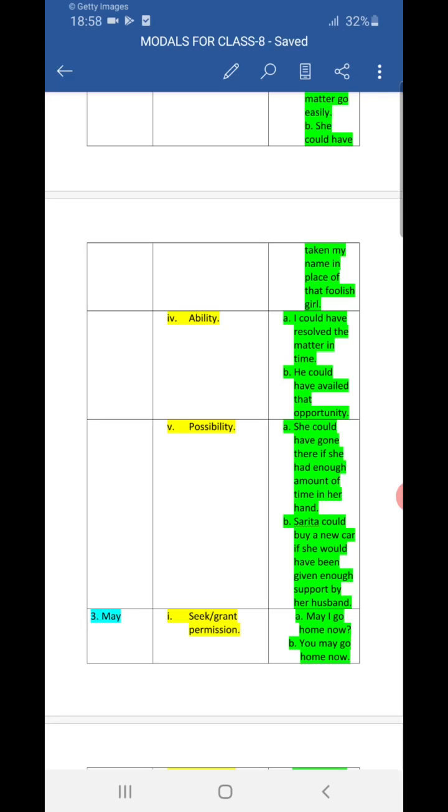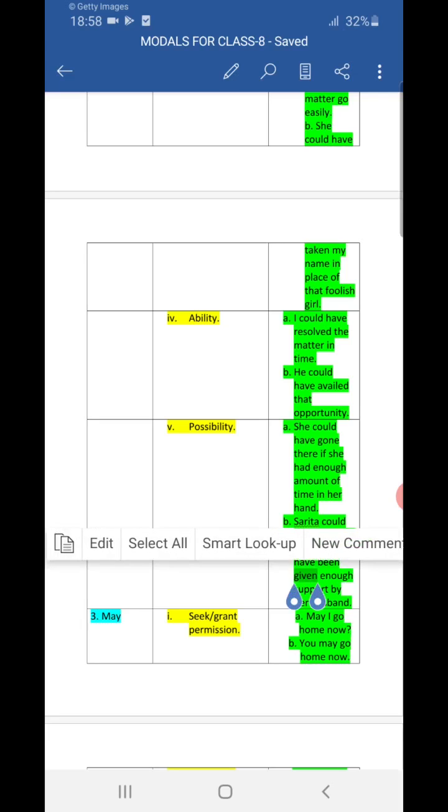Next, number 3, may. Purpose number 1, seek or grant permission. Example number A. May I go home now? So it's about, or it's basically seeking permission. May I go home now?